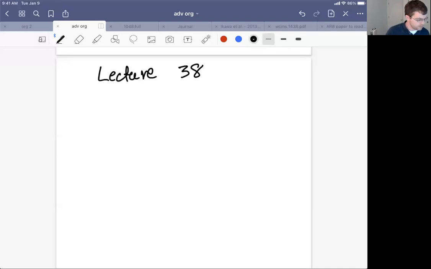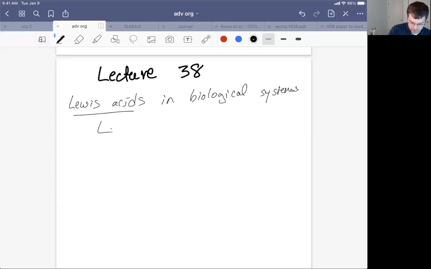In this lecture, I want to go through some examples of reactions that I caught in chapter 1 that I thought were really interesting. So the first one is Lewis acids in biological systems. And we've messed around with Lewis acids before. We say these are lone pair acceptors. But an example that was shown was a really important example.